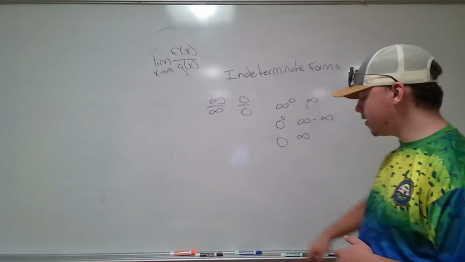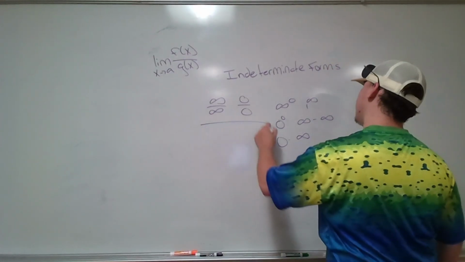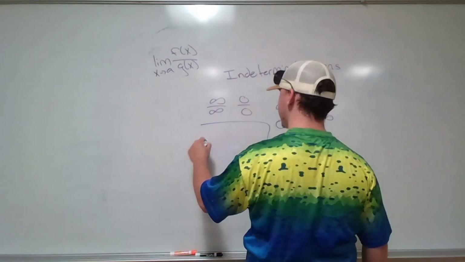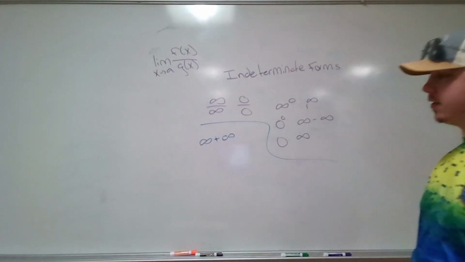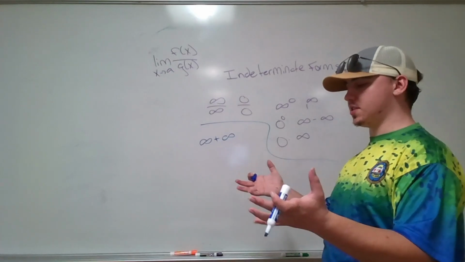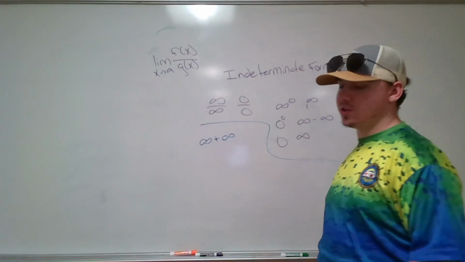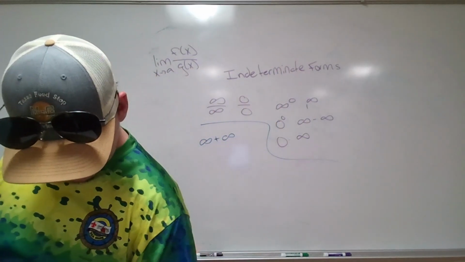Now, what are some you would think would be indeterminates that actually aren't? One is infinity plus infinity, which is still infinity. The idea of indescribably large plus indescribably large is still indescribably large, so you don't actually have a problem. And I think there's another one.